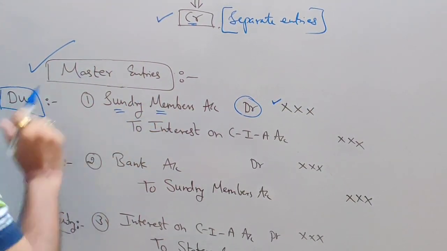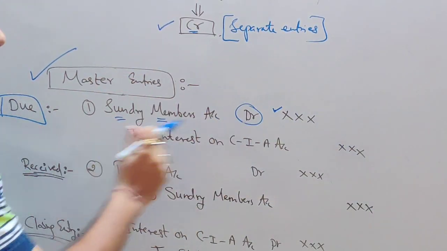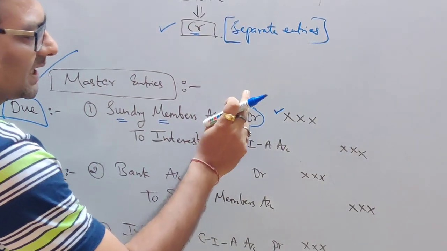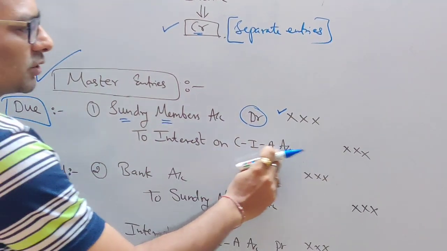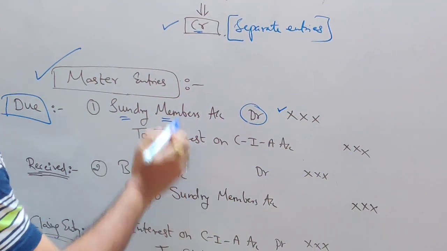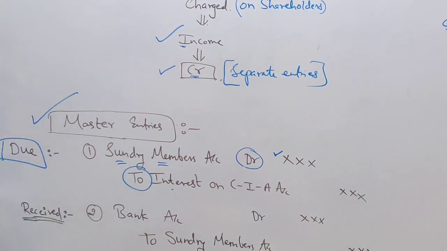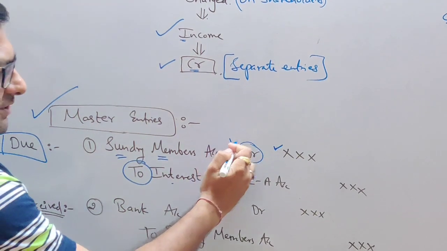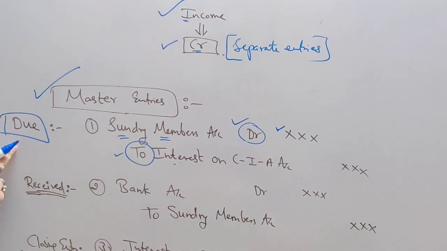Clear, students? Now, members are my debtors, money is receivable, it's an asset, asset always has debit effect, so I am debiting sundry members and crediting interest on calls in arrear. Why am I crediting interest? Because interest is my income, so I am giving a credit effect. So sundry members is debited, interest is credited. This is your due entry.